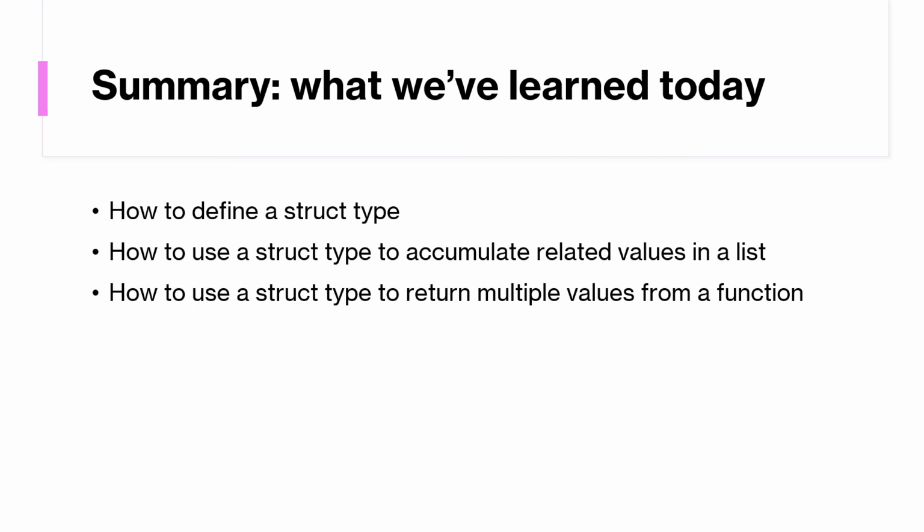Okay, so what have we learned today? We've learned how to define a new struct type using the struct keyword and giving it a capitalized name. We've learned how to use a struct type to accumulate related values in a list using a vector of our struct type. And we've learned how to use a struct type to return multiple values from a function by using the struct as a return type from that function.